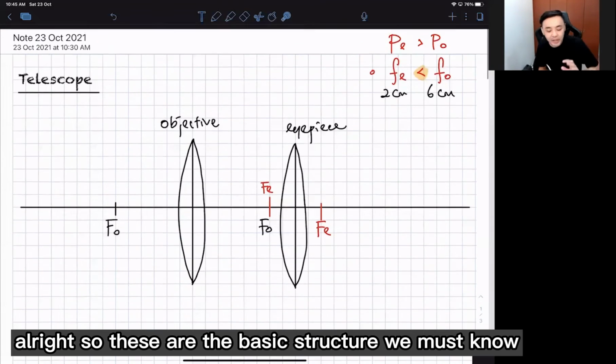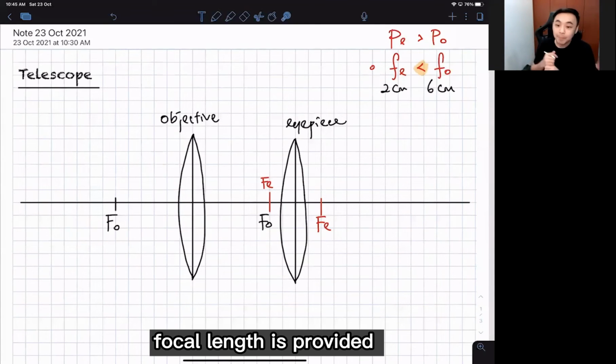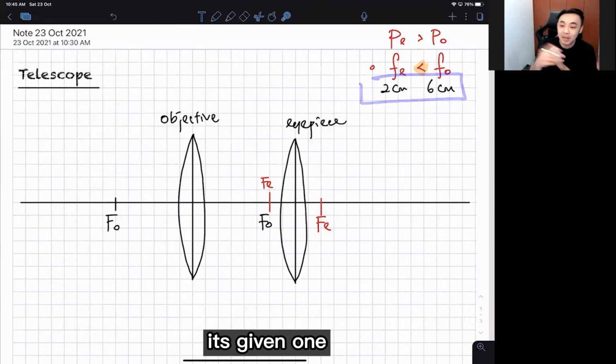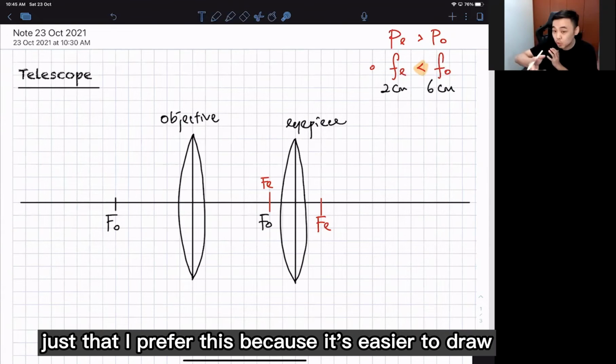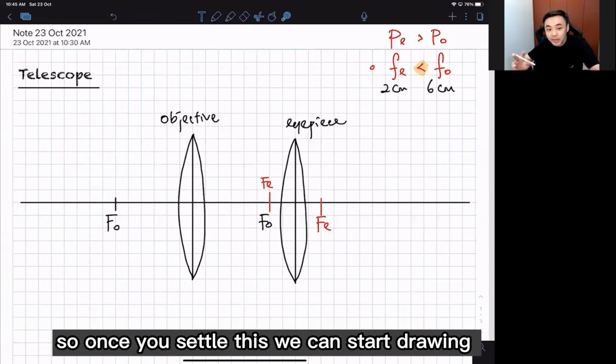All right. So these are the basic structure you must know. Okay. Focal length is provided. This one no need to memorize, it's given. All right. Just that I prefer this because it's easier to draw. So once you settle this, we can start drawing.